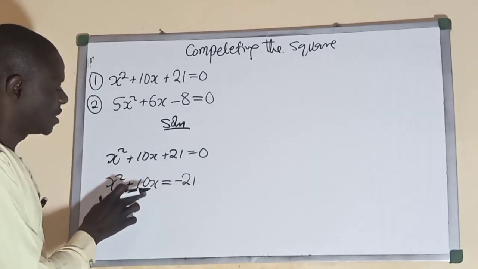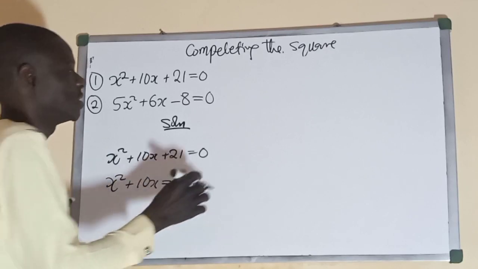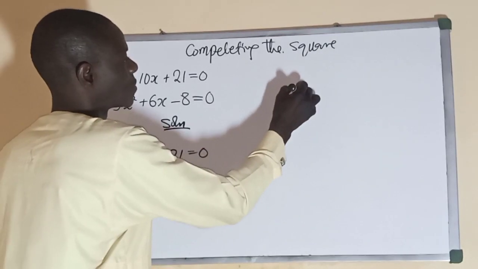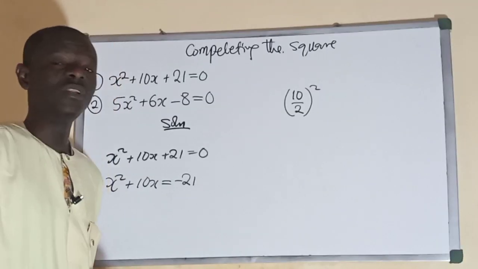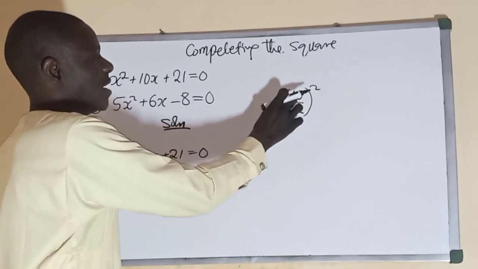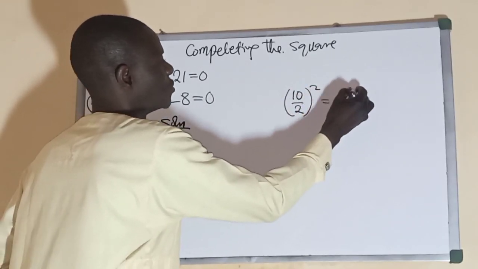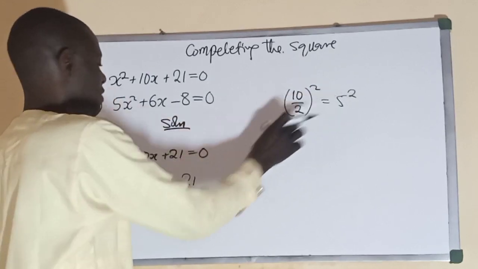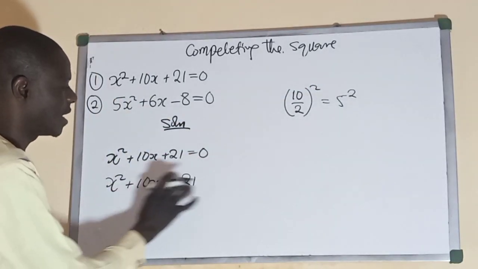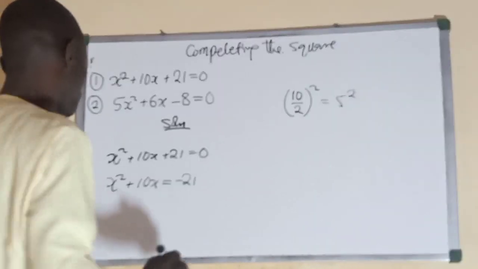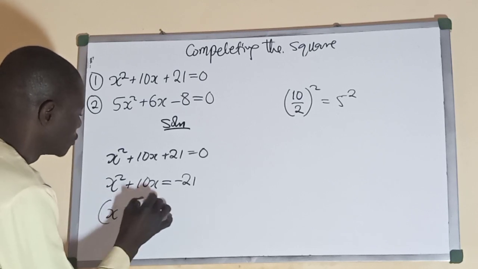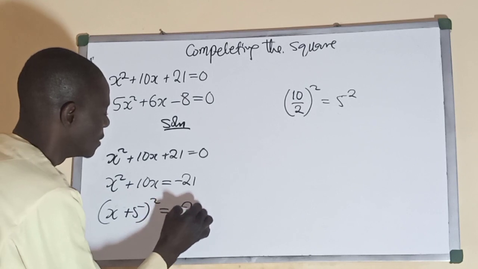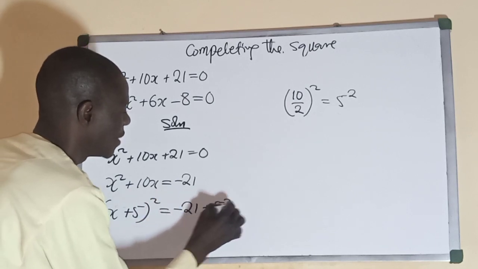The next thing is to consider the coefficient of x. The coefficient of x here is 10. We have to divide it by 2 and then square it. If we divide 10 by 2 and then square it, we have 5 squared. This 5 squared will now be added to both sides of the equation. So now we have x plus 5 all squared is equal to minus 21 plus 5 squared.